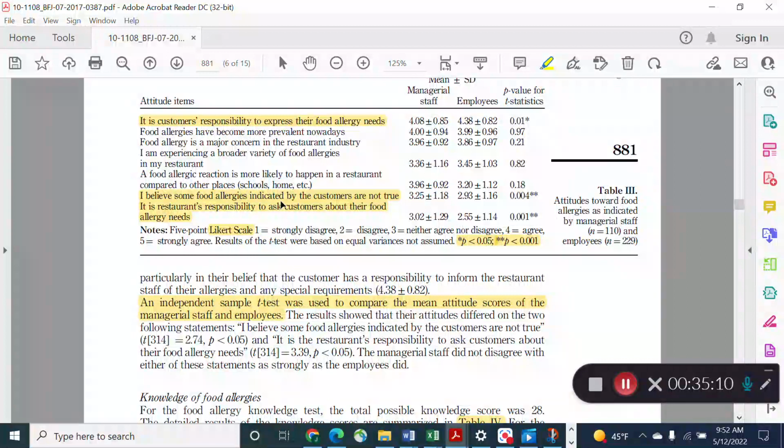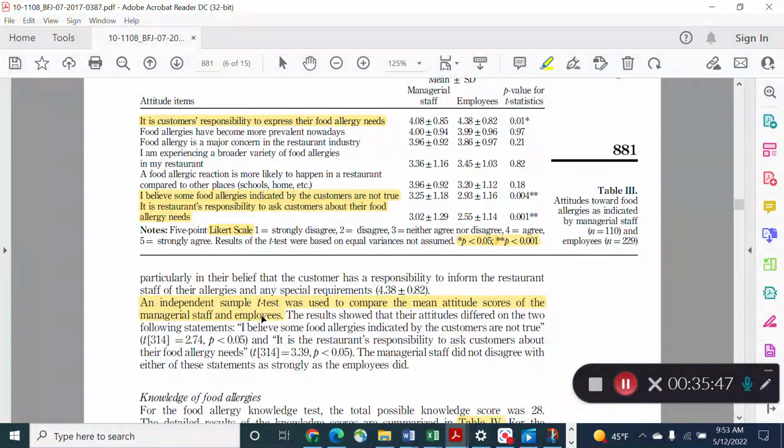I believe some food allergies indicated by customers are not true. Strongly agree was a little bit higher, or the degree of agreement was a little bit higher for managers compared to employees. And then lastly, it's the restaurant's responsibility to ask customers about their allergy needs. Again, managers had a higher level of agreement to that statement compared to what would be considered the employees.